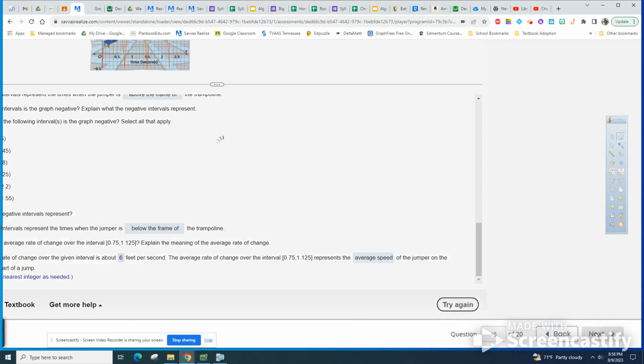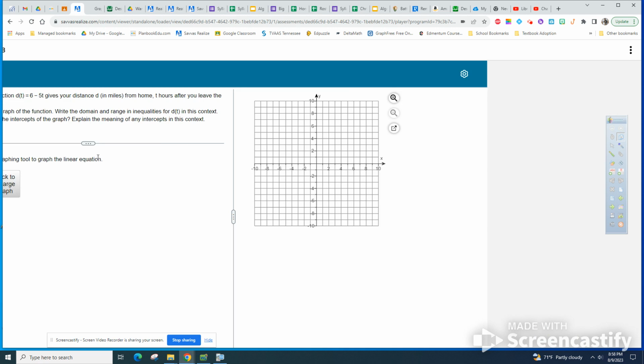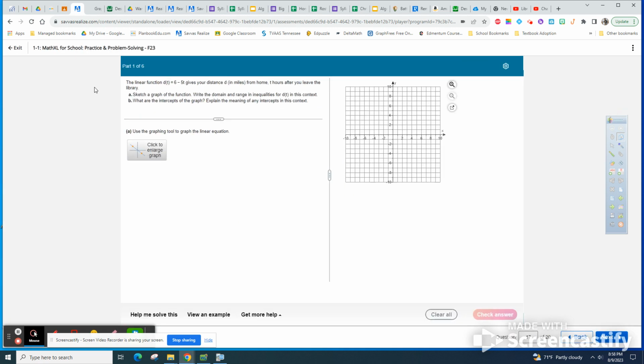So let's get into this, finish this up. 17. Okay. The linear function, distance in miles, t leave from the library. Sketch the graph of the function, write the domain in inequalities. Then find the intercepts of the graph, and explain the meaning of the intercepts in this context. Okay, so if you put that in mx plus b, that's -5 for the slope and 6 for the y-intercept.